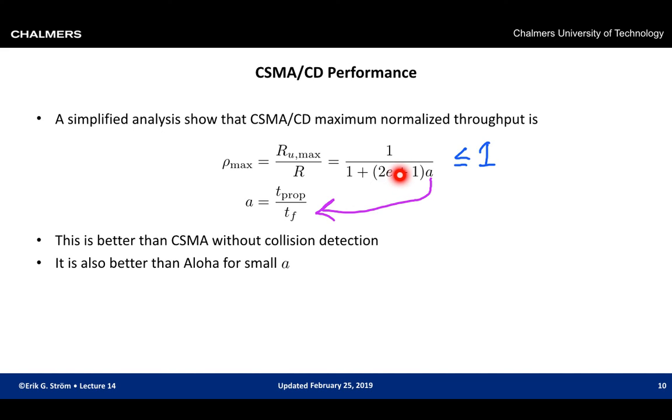But the analysis is a little bit funky, so it's not completely correct, and you can always question the assumptions. But anyways, this is often quoted in the literature. And this is better than CSMA without collision detection. It should be, right? And it's also better than ALOHA for small a.